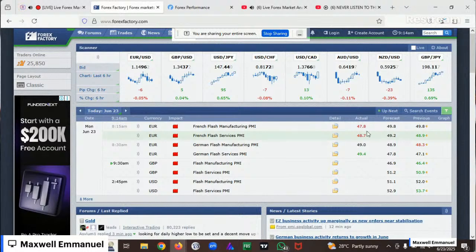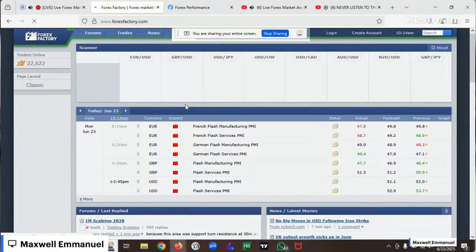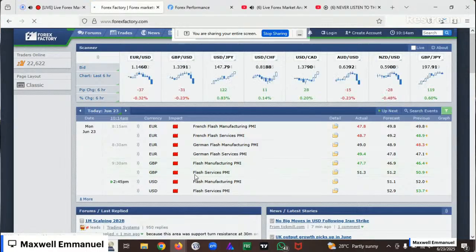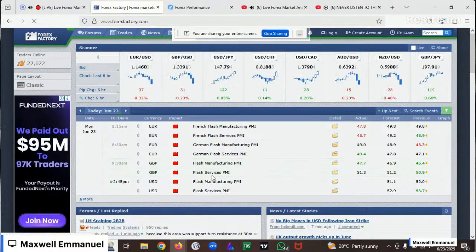You can see we have two negatives and one positive for euro, and one neutral. So we have two against one for euro. Then let me refresh the page. Okay, GBP flash manufacturing PMI was positive, and flash services PMI is neutral.